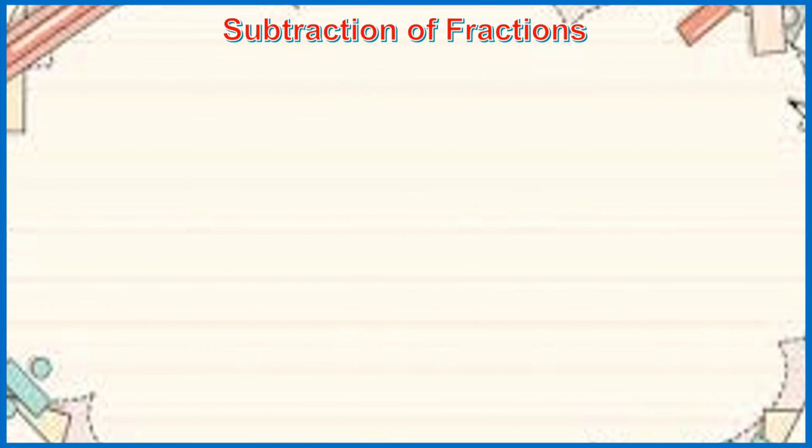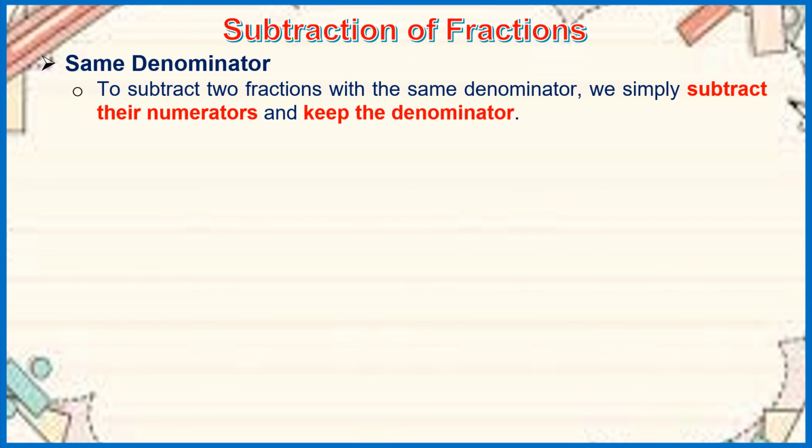Now let us have subtraction of fractions. So same denominator, we are going to simply subtract their numerators and keep the denominator. So supposing we have 4/5 minus 2/5, we are going to subtract 4 minus 2, which is equal to 2, and keep the denominator, which is equal to 5. So the answer is 2/5.